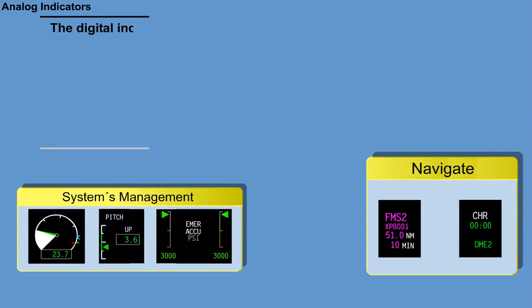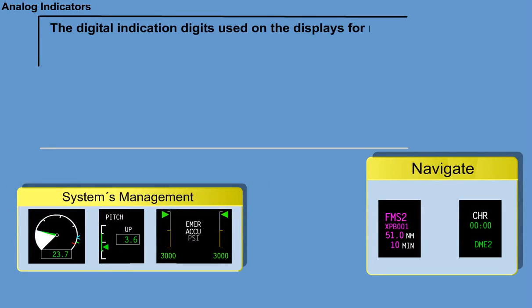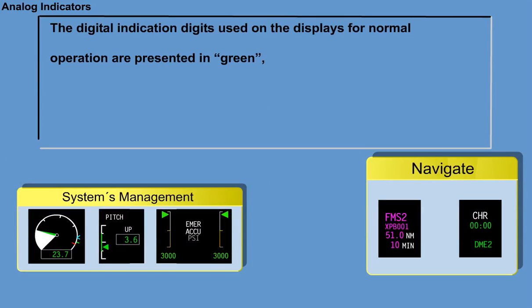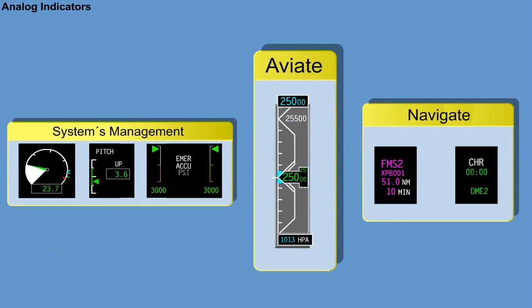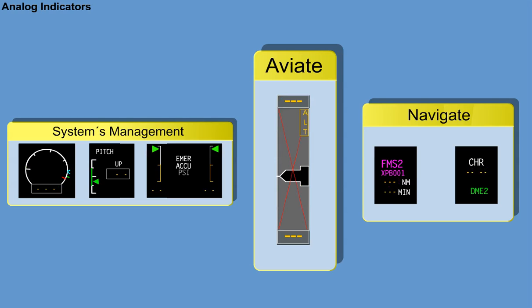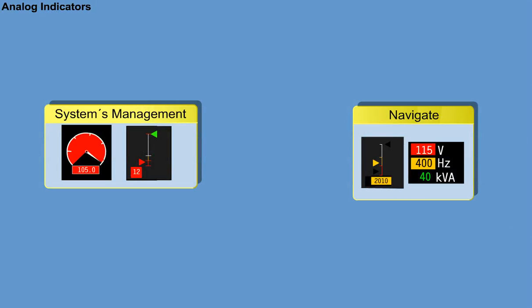The digital indication digits used on the displays for normal operation are presented in green. For Navigate functionality, the color represents the selected source for NavAid in green and for FMS in magenta. Unavailable or invalid data is presented by replacing the digits with amber dashes. In case of an exceedance, the digital indication is displayed in reverse video.